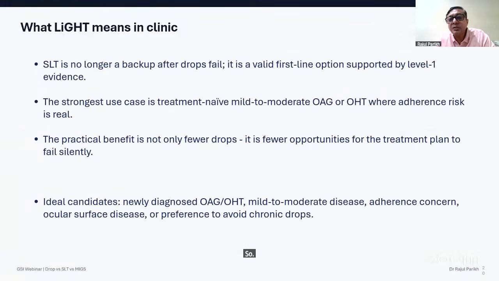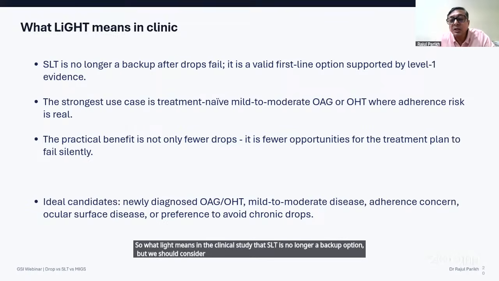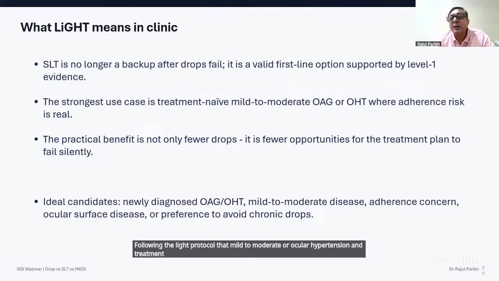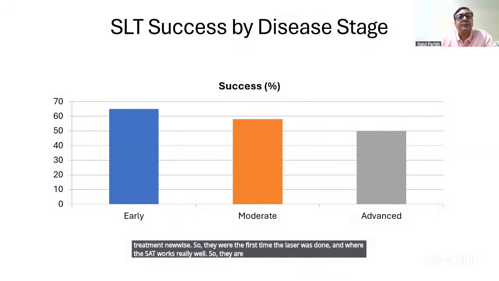So what LiGHT means in the clinical setting is that SLT is no longer a backup option, but we should consider it as a first line, especially following the LiGHT protocol: mild to moderate glaucoma or ocular hypertension, and treatment naive. Those eyes were treatment naive, and we must remember the treatment naive eyes. They were having the laser for the first time, and that is where SLT works really well. So they are the ideal candidates.